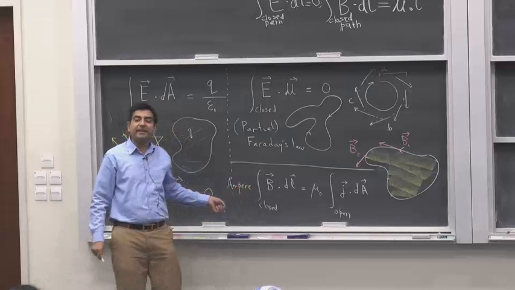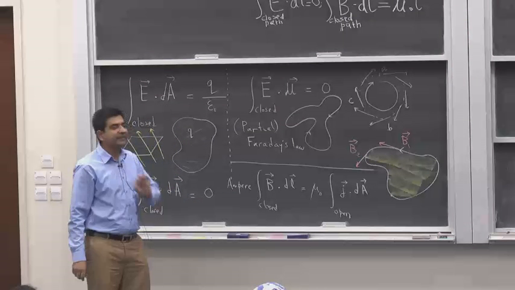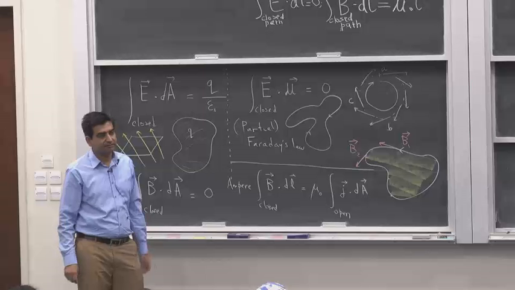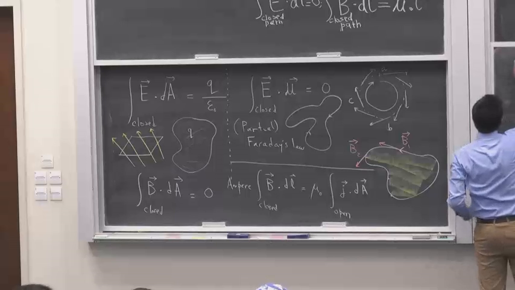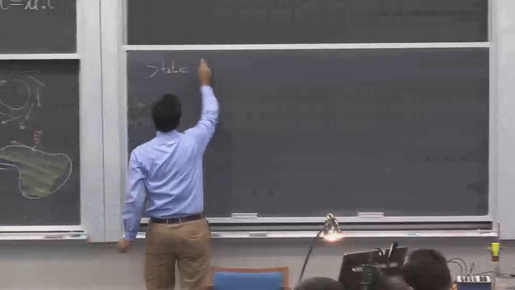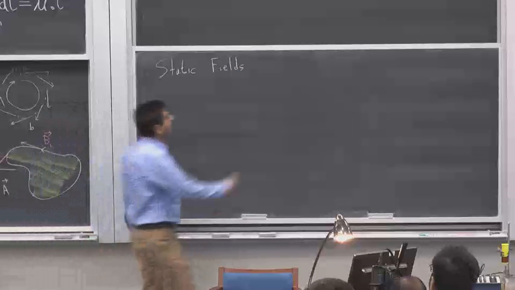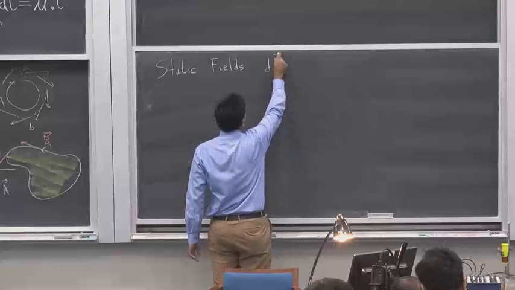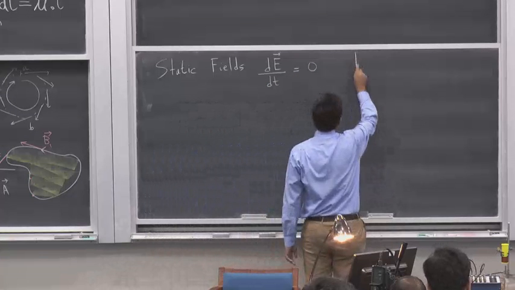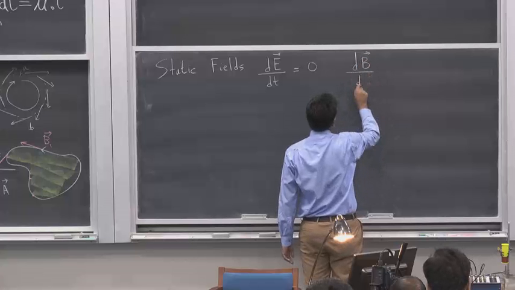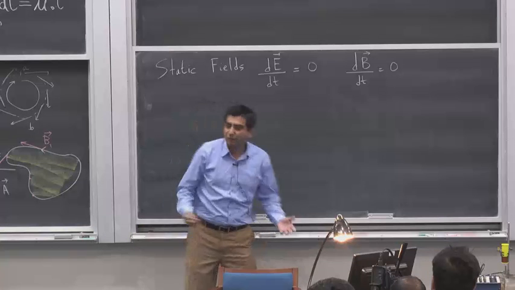But remember, this is a partial form of Ampere's law, because what we've seen so far are only static electric and magnetic fields. The fields do not change with time, which means that the derivative of the electric field with time is zero. This also means that the derivative of the magnetic field with time is also zero. No doubt we can have moving charges. That's what constitutes a current.